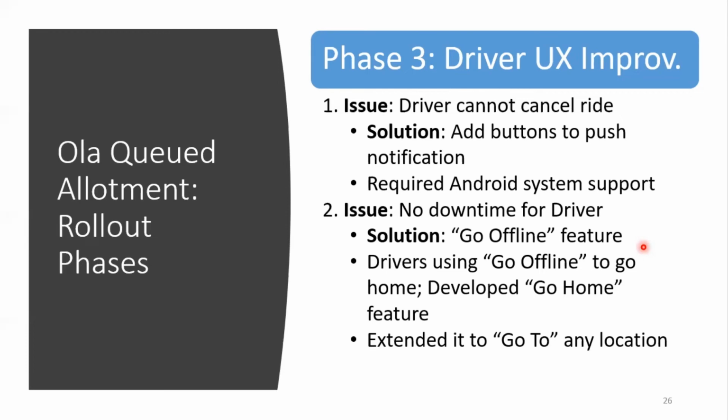So we said, okay, why don't we just further extend go home to make it go to? So the driver could say, I want to go to Koramangala at this point of time, maybe at 4 p.m. And the system would try to give them rides that take them closer towards Koramangala, right? So a lot of feature enhancements can happen as you talk to the driver and notice the behavior that they actually perform.